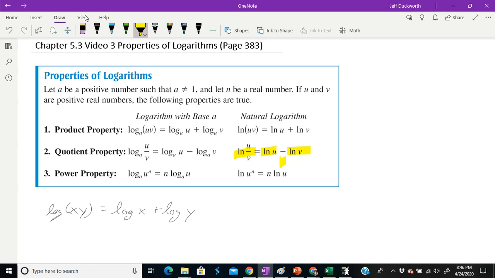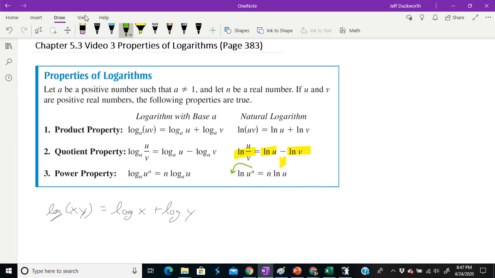And one of the more useful things, and one of the reasons why we use logarithms to try to extract variables from exponents, is the power property. So you'll notice this, let's look at the ln. ln of u to the n. We can take the n and move it in front, provided, again, that we have a product of one thing.